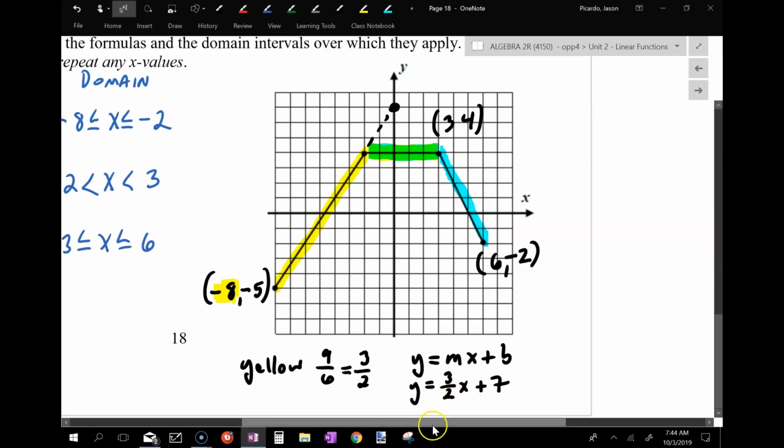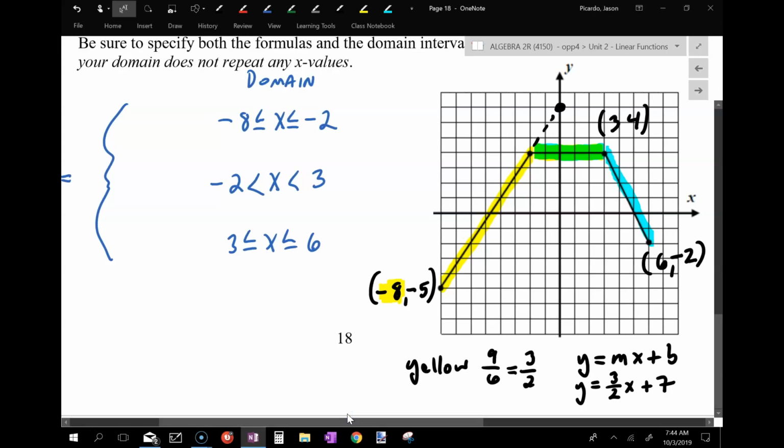So I'm going to go over to my rule. And my first rule says what? 3/2 x plus 7. Everybody got that? Okay. What did I write? I wrote 4? What the heck? Plus 7. I said 4 too, right? All right. So be it.